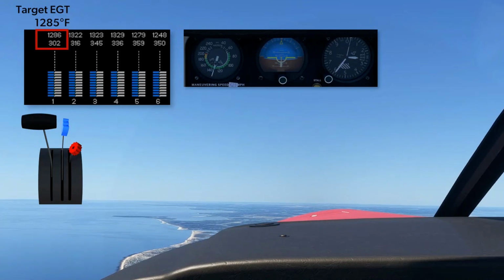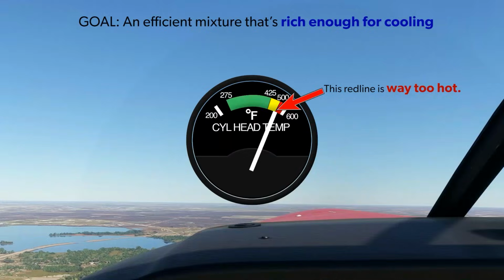Back to CHTs for a moment. The goal of this method is to get a little bit more efficiency out of the airplane, a little bit more performance while maintaining a mixture that's rich enough for cooling. And so to know if your mixture is rich enough for cooling, of course, CHT is your reference. And if you have a factory CHT gauge, its red line is probably way too hot to be practical. This is a Lycoming CHT gauge, and it's got a red line at 500 degrees. That's actual real-time damage levels of CHT.